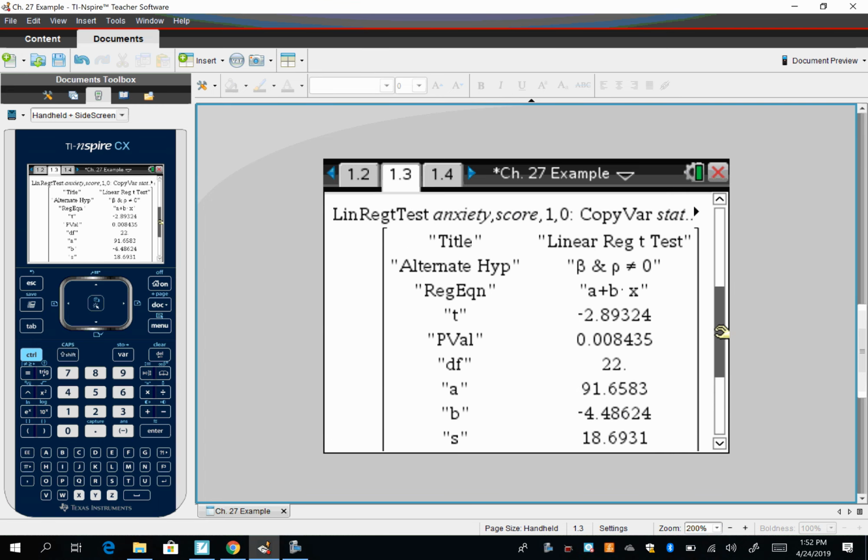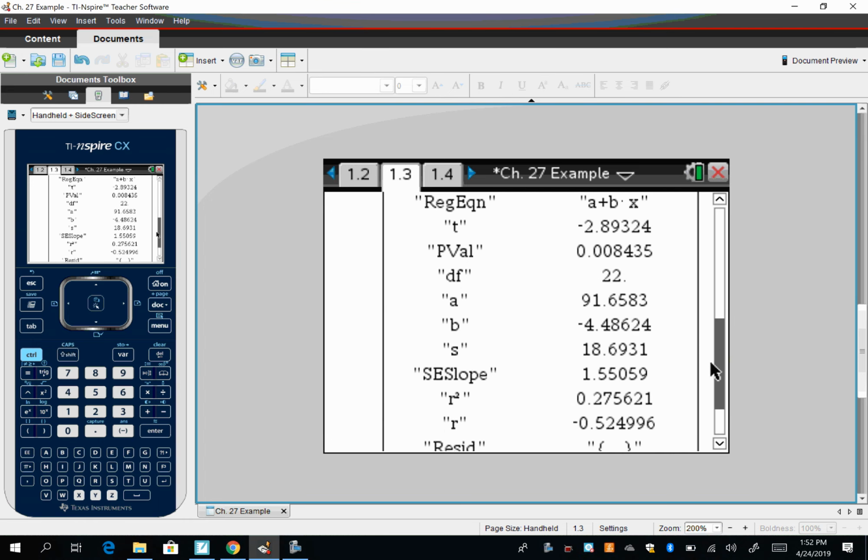But ultimately, I care about what? I care about the p-value, yes, but I care about the t-value as well, the t-score, this test statistic. And the p-value, you'll notice for whatever alpha you're going to use, is very small. So what are we going to say about this scenario, about anxiety and test? We're going to reject the null. And what are we saying about the relationship between anxiety level and test score?